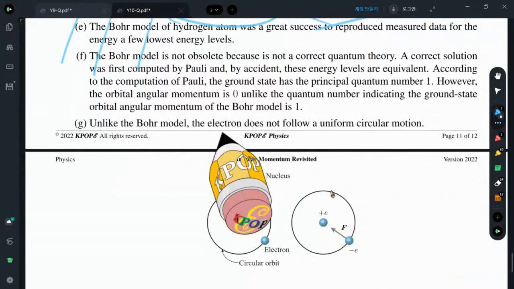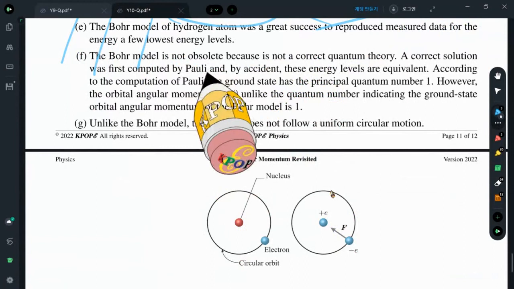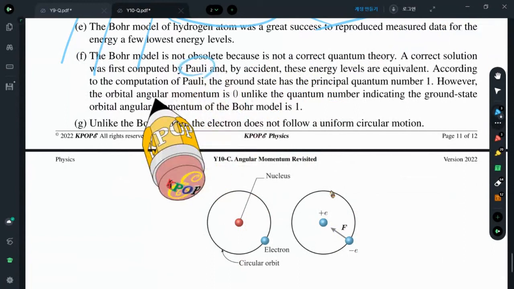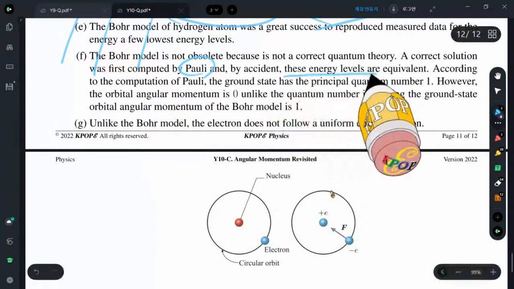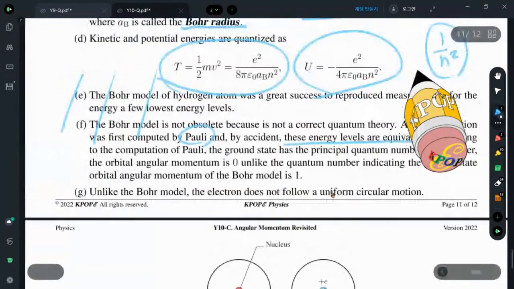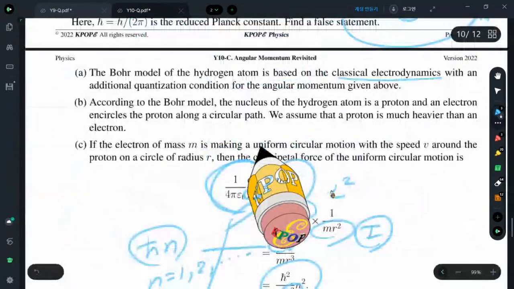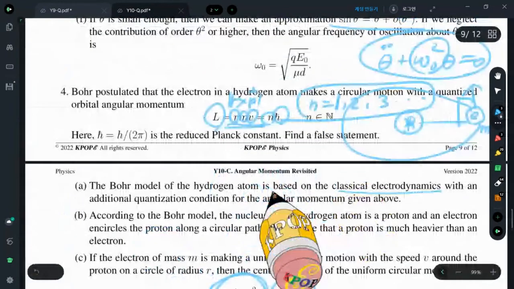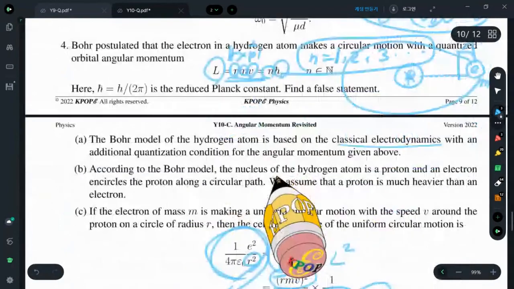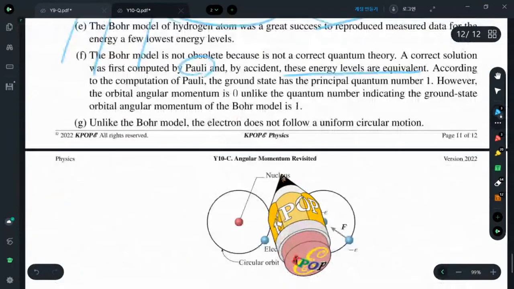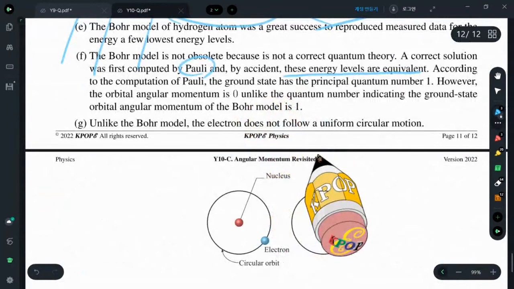However, finally, Wolfgang Pauli was able to compute the electron's energy level in the quantum mechanical way. And by accident, the energy levels are equivalent. However, Bohr assumed that the angular momentum is determined with the lowest value n equals 1. He assumed the orbital angular momentum, but the actual ground state of the hydrogen atom does not have orbital angular momentum. The principal quantum number is 1, but the orbital angular momentum quantum number is 0, that is L equals 0.